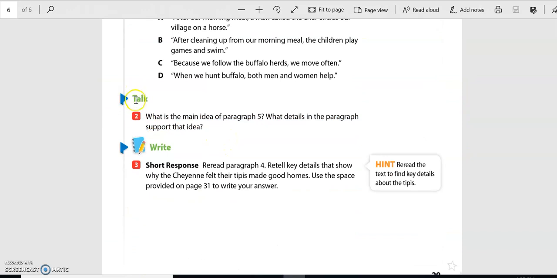Even though this says talk, we know that since we're not all together in front of each other, we're actually going to write this down. This will help us with our writing skills as well as responding to text-dependent questions. So the question asks us, what is the main idea of paragraph 5? What details in the paragraph support that idea? Our first sentence when we're thinking about this is identifying what the actual main idea is.